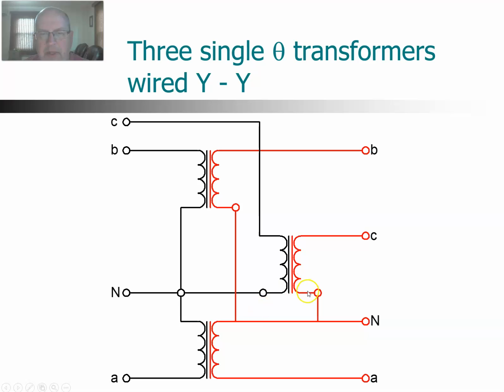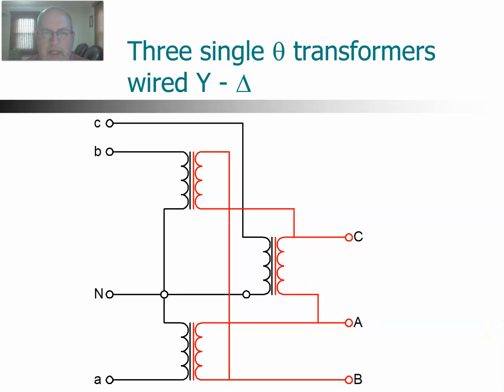We can do the same thing on the secondary. We have this common point, the neutral goes to this winding, goes up to this winding, and it reaches this winding. So three windings all meet at a common point, and the opposite side of each winding goes out to one of the phases. Okay, so this is a YY configuration.